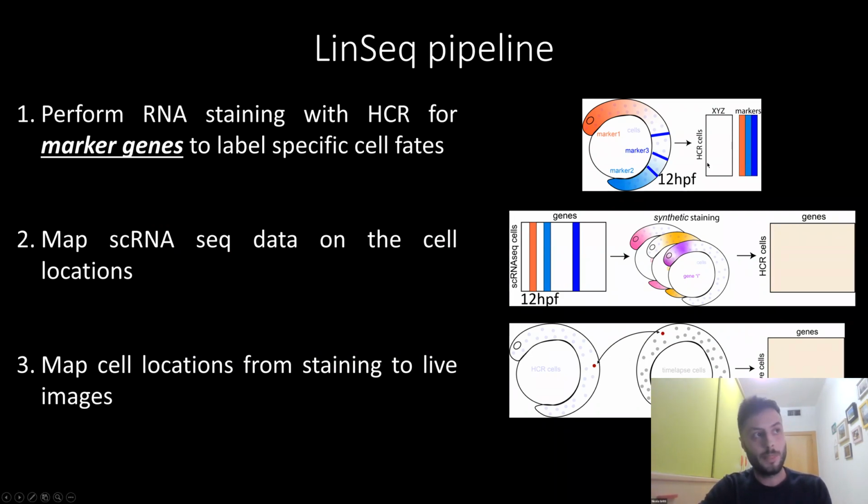This will give us a matrix for the XY position of all the cells inside the HCR image, as well as a matrix for the marker genes for each one of these HCR cells. Next, using single-cell RNA sequencing data, these can be mapped onto the location of the HCR cells using the marker genes as anchors of the space. And this would allow us to generate a synthetic HCR cell transcriptomic profile. And finally, the locations obtained from the HCR images can be mapped onto a dataset from live images, therefore generating again a synthetic transcriptomic profile of cells in a live sample.